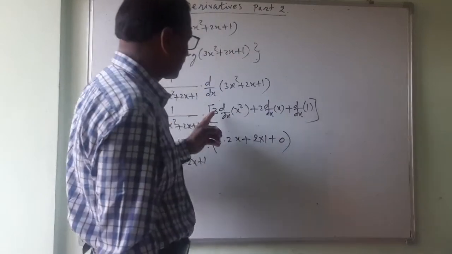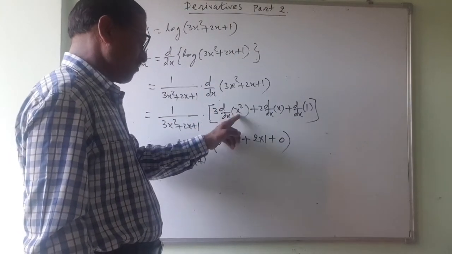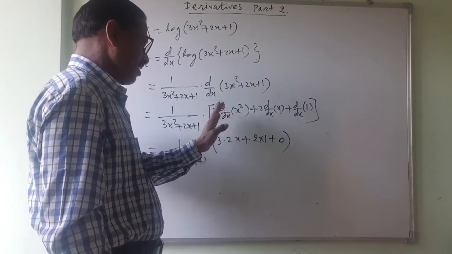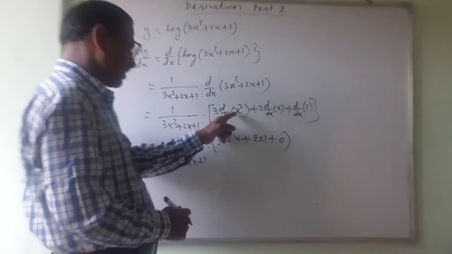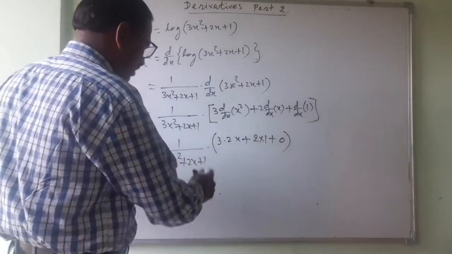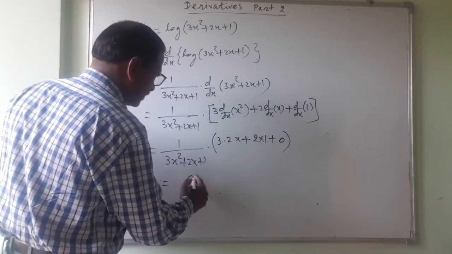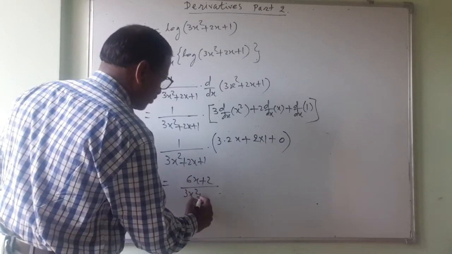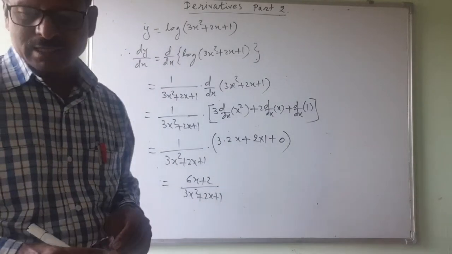In this case the constant is the multiplier, the coefficient of the variable. At that time take the derivative of the variable and take the constant out. This constant I have taken out and I am differentiating x square. So 3 into 2x is 6x, plus 2. So this will become 6x plus 2 upon 3x square plus 2x plus 1. This way it will be the final answer.